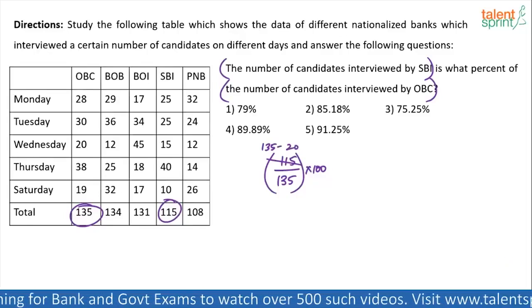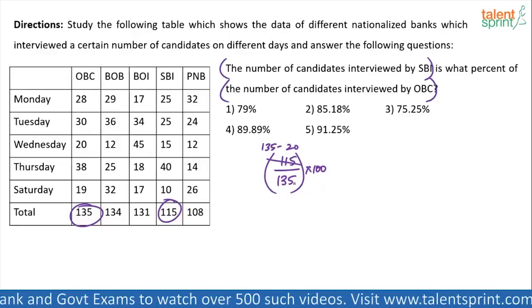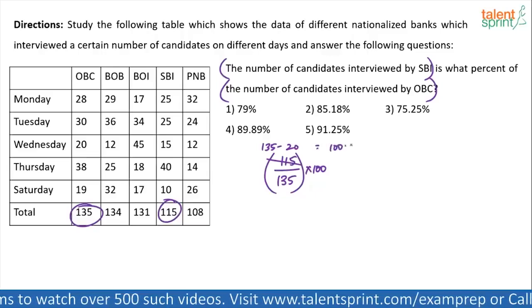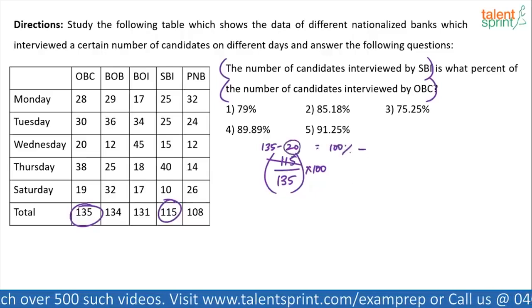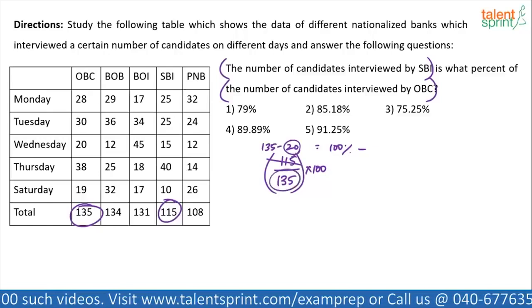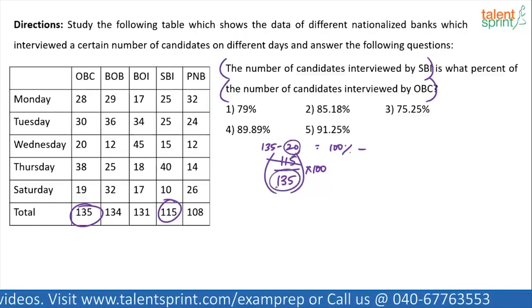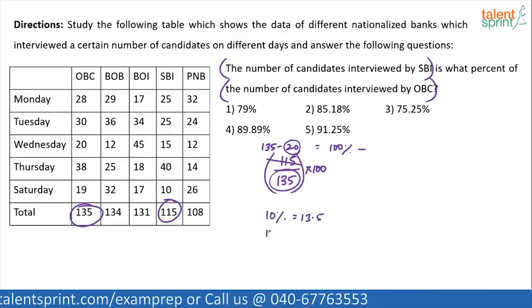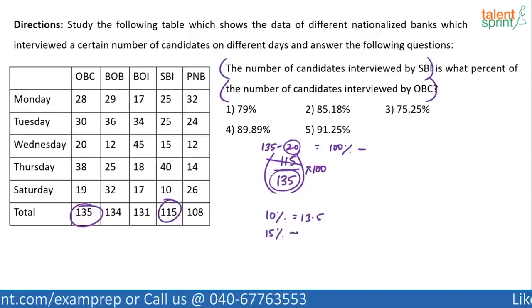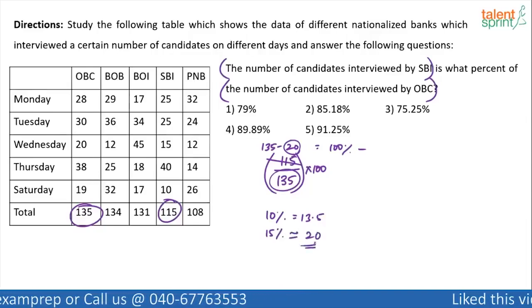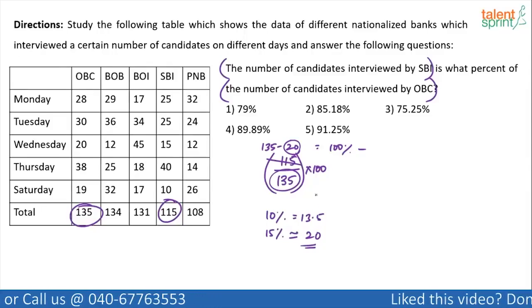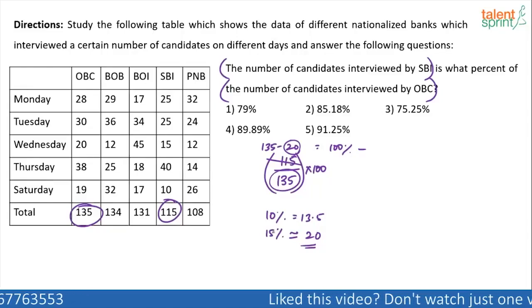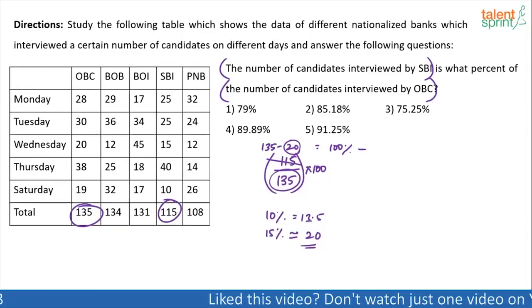Now what's the logic here? When 135 minus 20, the denominator is 135. So this 135 in the numerator will represent 100%. 100% minus something. What is that something? 20 by 135. See, understand, if the denominator is 135, 10% is equal to 13.5. For 13.5, 15% will be close to 20. Yes or no? 13.5 is 10%. So 15% will be what? 13.5 plus half of 13.5.